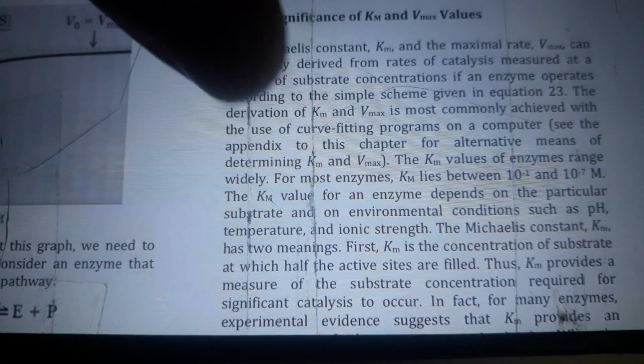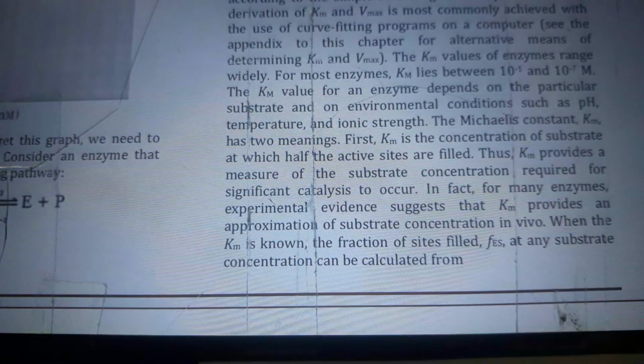The Km values of enzymes range widely. For most enzymes, Km lies between 10 raised to minus 1 and 10 raised to minus 7 M. The Km value for an enzyme depends on the particular substrate and on environmental conditions such as pH, temperature, and ionic strength. The Michaelis constant Km has two meanings. First, Km is the concentration of substrate at which half the active sites are filled. This provides a measure of the substrate concentration required for significant catalysis to occur.